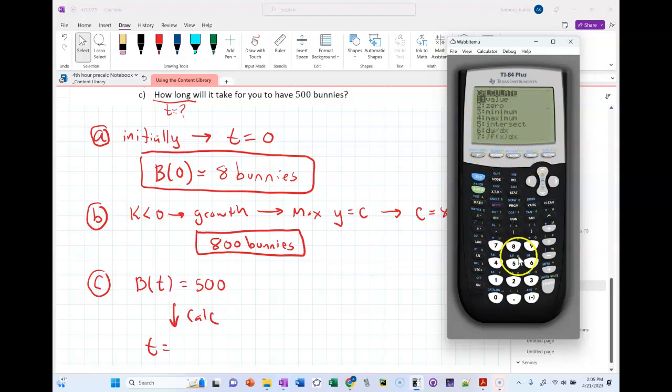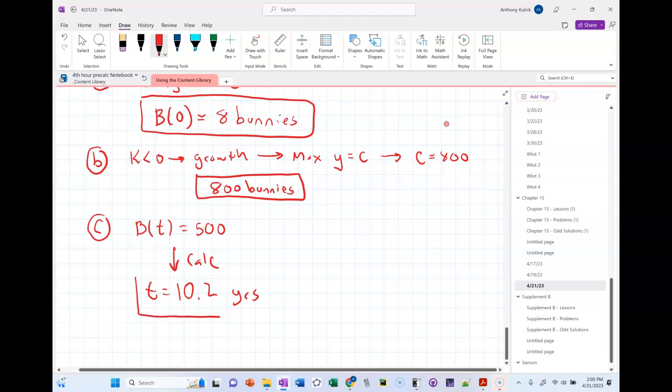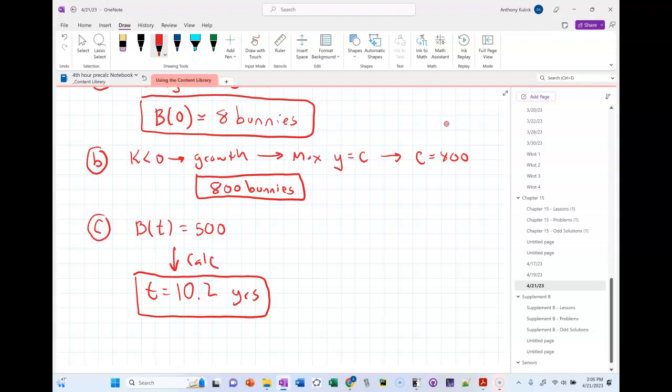Second, trace, intersect command, enter, enter, enter, and I get about 10.2. So after 10.2 years, those 8 cute little bunnies became 500 cute little bunnies. Those bunnies were getting busy. It's a lot of reproducing.